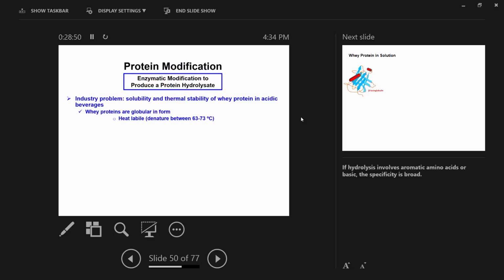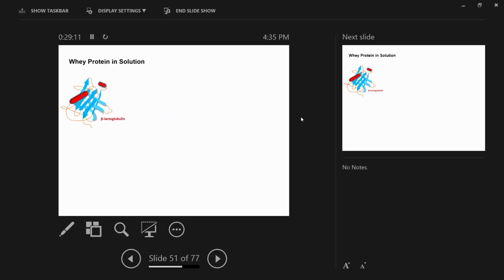Whey proteins are globular in form, and they are heat labile. That means they denature at very low temperature, which is around the temperature of pasteurization. So once the beverage is pasteurized, your whey protein is denatured. At the moment after pasteurization, the protein will stay in solution. However, over time, it will precipitate. So this is what happens.